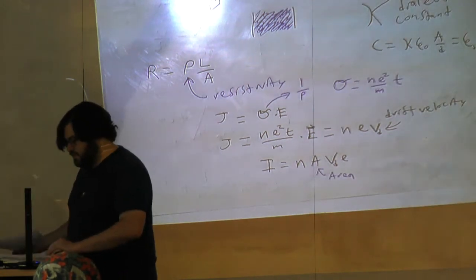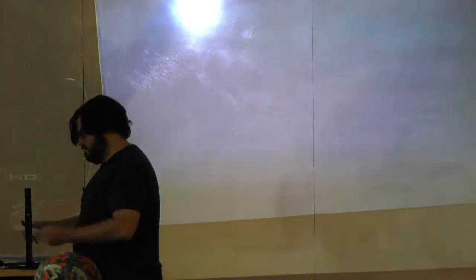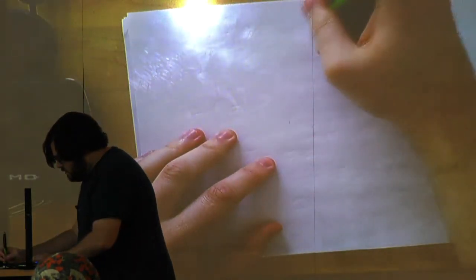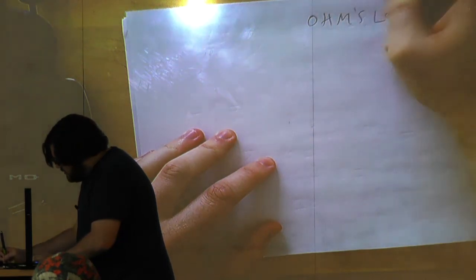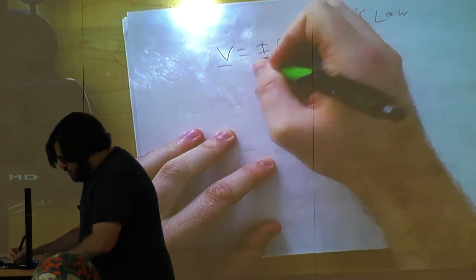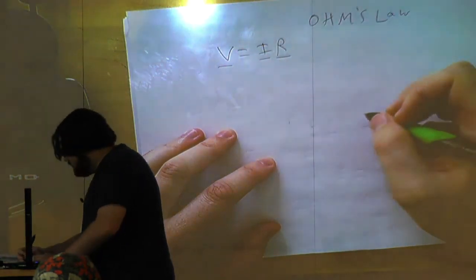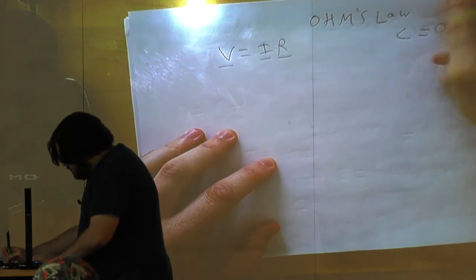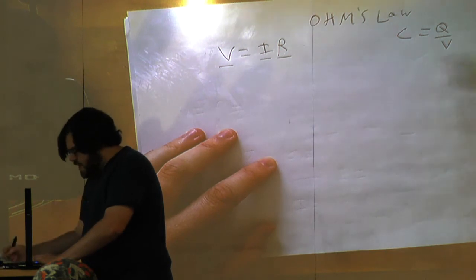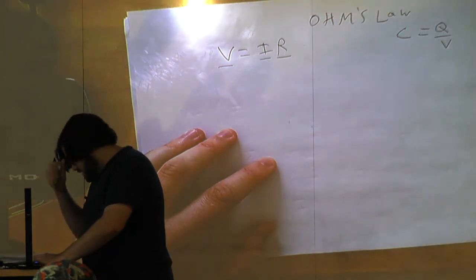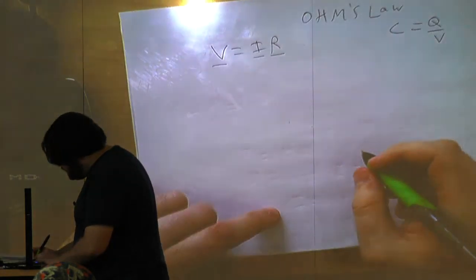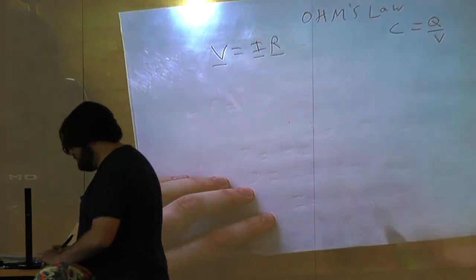So let's talk briefly about Ohm's law. Ohm's law tells us two things. Ohm's law tells us that V equals IR. This is potential, current, resistance. It also tells us that C equals Q over V. All right. This is for capacitors, charge, potential. We're going to talk about how we add resistors in series and parallel, and capacitors in series and parallel.